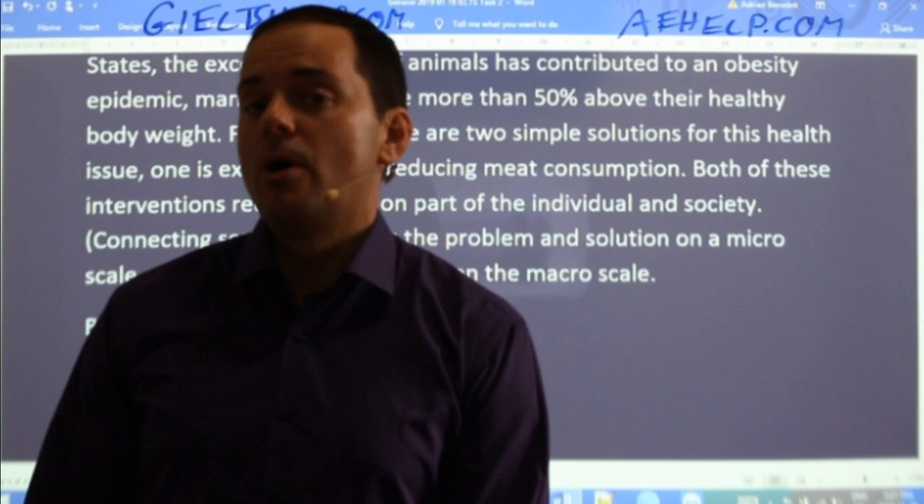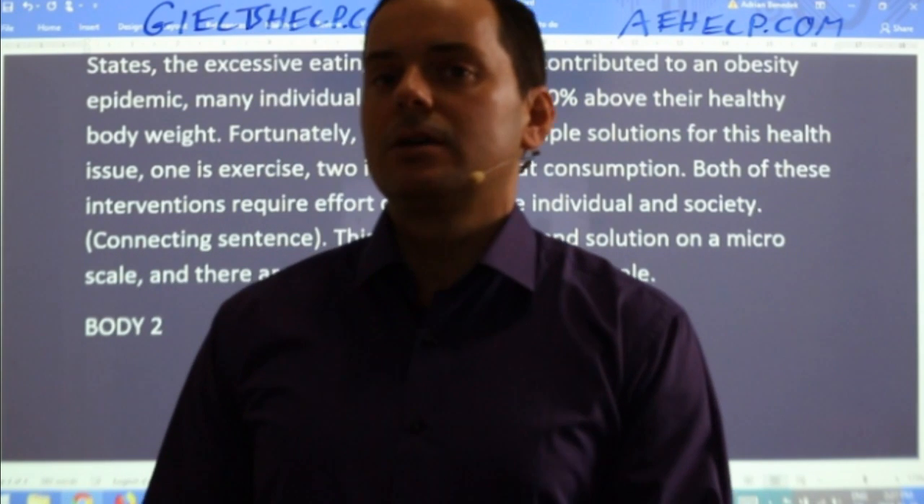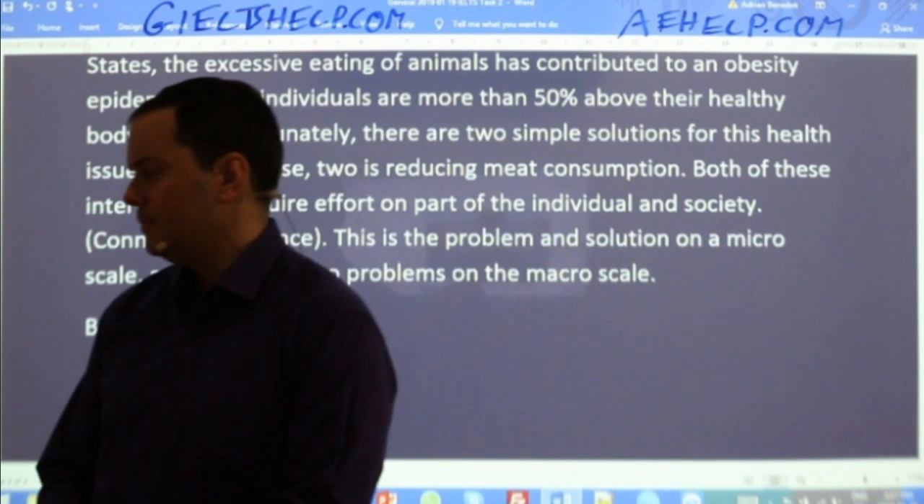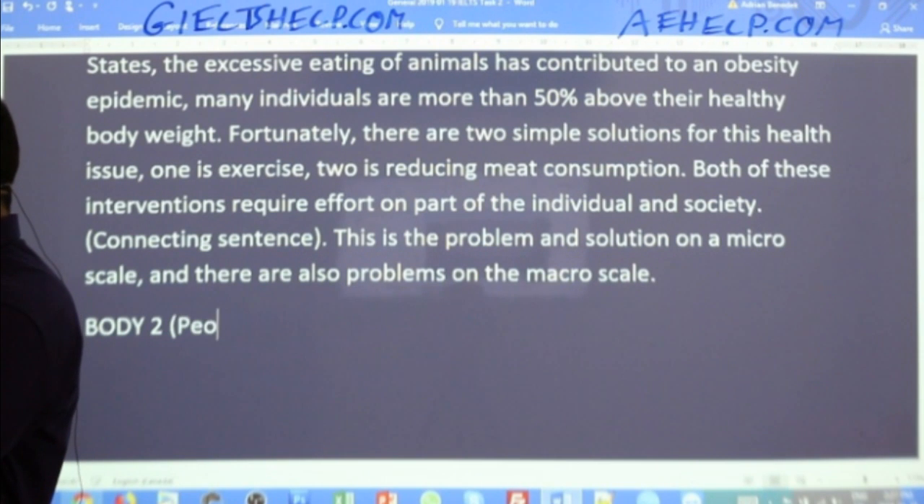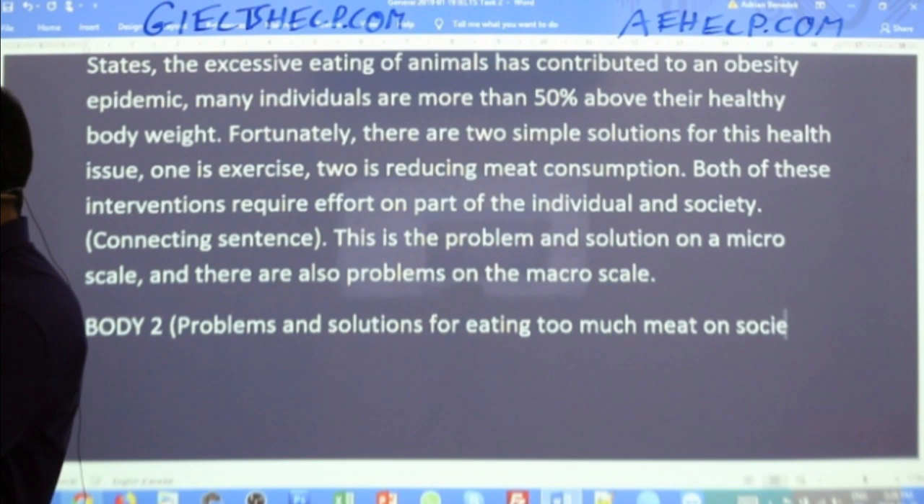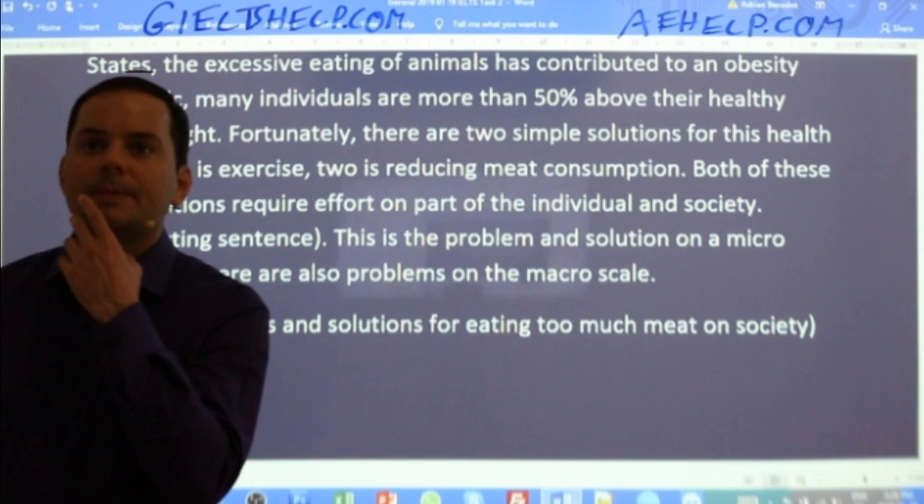Now, for body paragraph 2, we need to talk about the problems of meat consumption or consuming too much meat for society. Okay? So, problems and solutions for eating too much meat on society. Here we go. All right, so that's what body 2 is for.